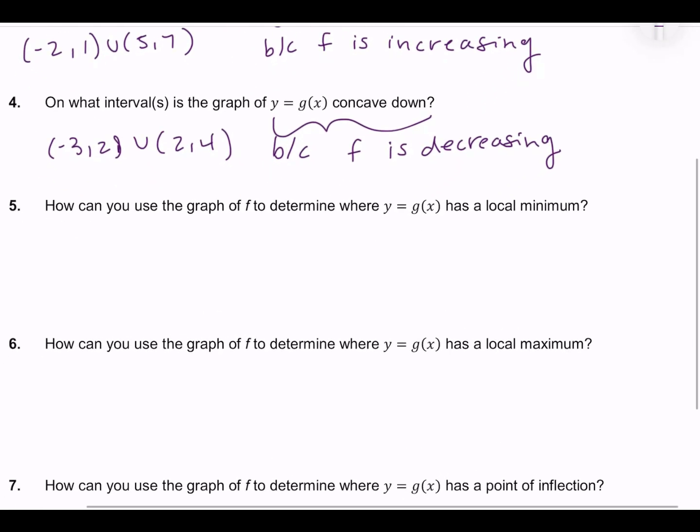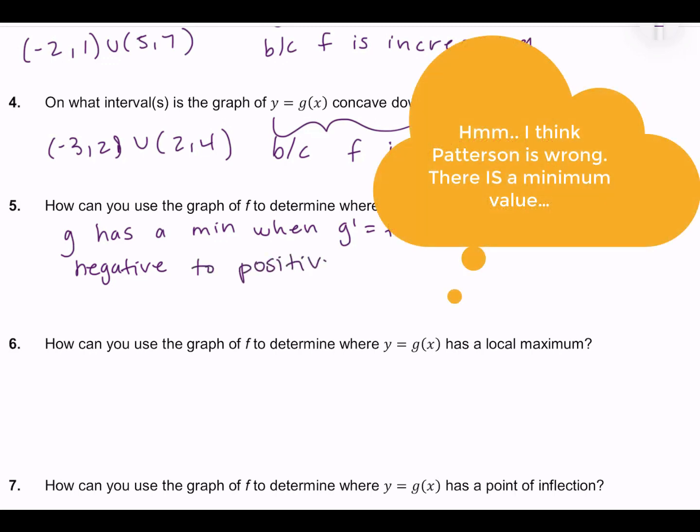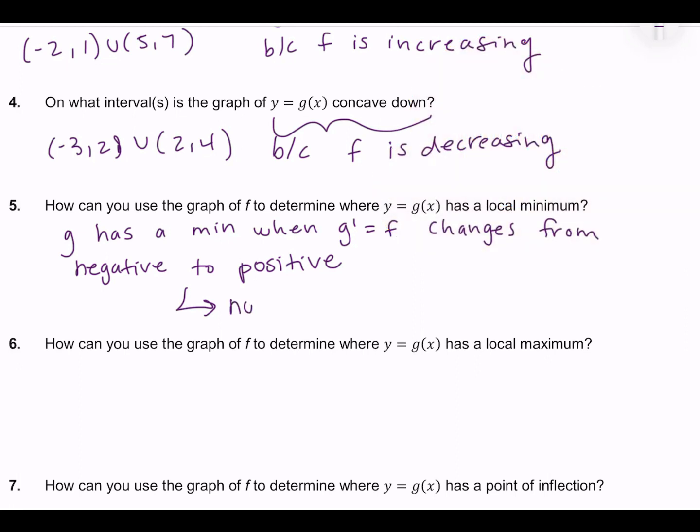So how would we determine where g has a local minimum? We would say g has a minimum when its derivative changes from negative to positive, and its derivative is f. So I'll say when g prime, which is f, changes from negative to positive. And if you look at the graph, you'll see that this never happens. It doesn't ever change from negative to positive. So there are no minimum values on this graph.